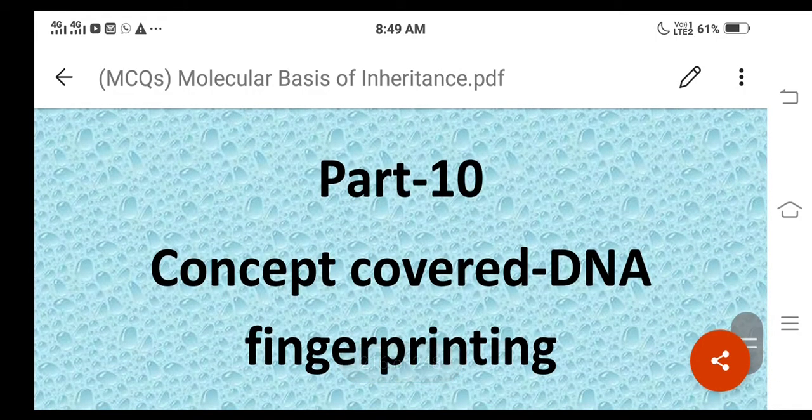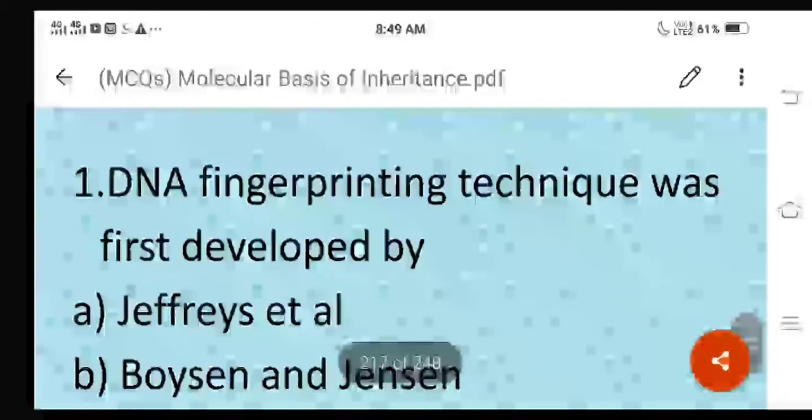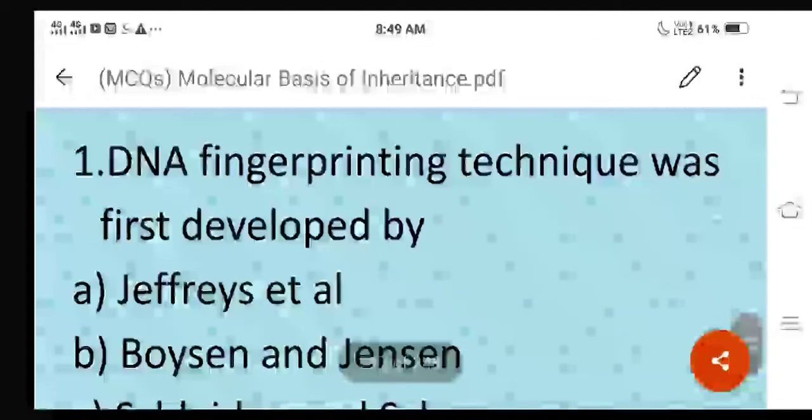Part 10. And here in part 10, the concept covered is DNA fingerprinting. This is the last concept in the chapter molecular basis of inheritance. Let us discuss the questions based on this concept.